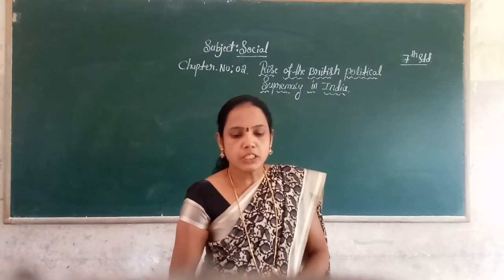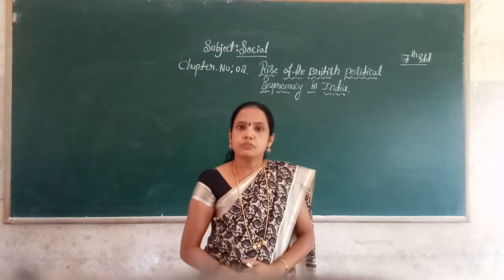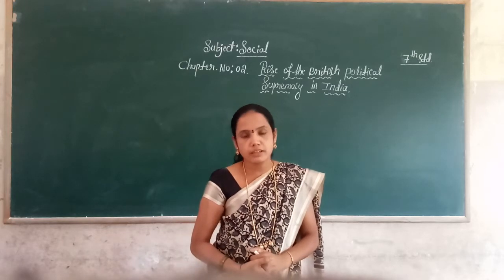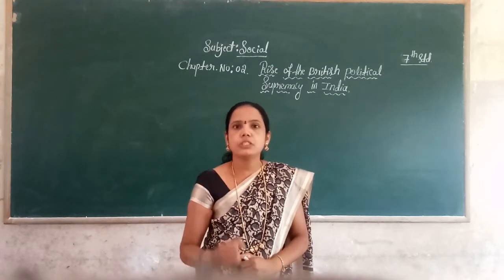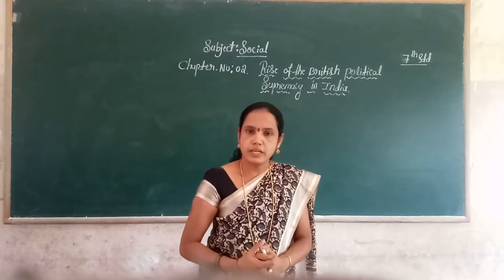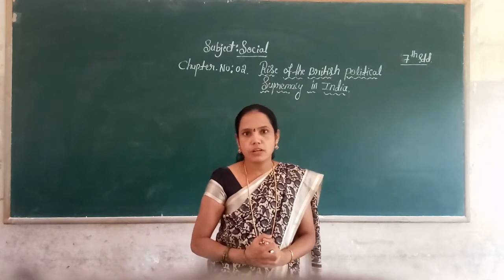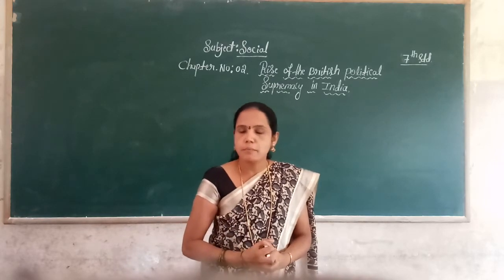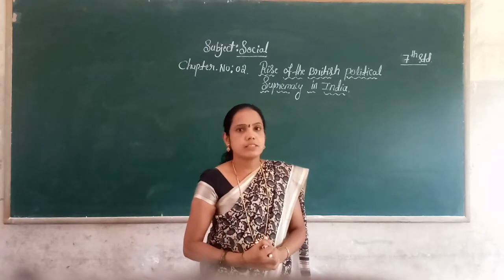After that, the British and Siraj Uddaw's army clashed at Plassey on June 23rd. When did the Battle of Plassey take place? June 23rd, 1757 Common Era. Understand? On June 23rd, 1757 Common Era, the Battle of Plassey took place, between the British army and Siraj Uddaw's army. Where did it take place? At Plassey. Plassey was the name of the place. Understand? These are the factors we learned in detail in the previous class.